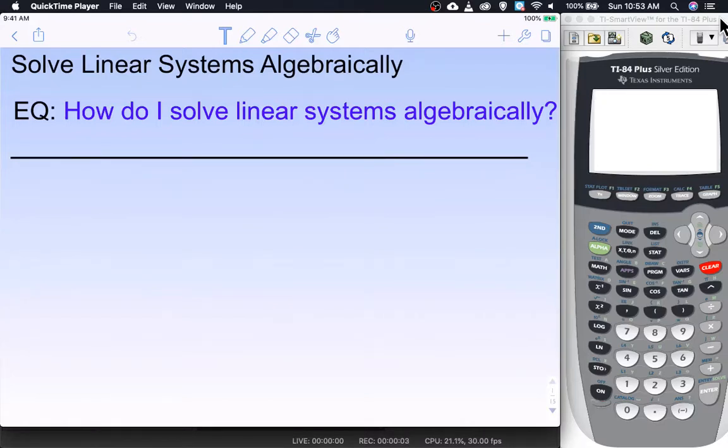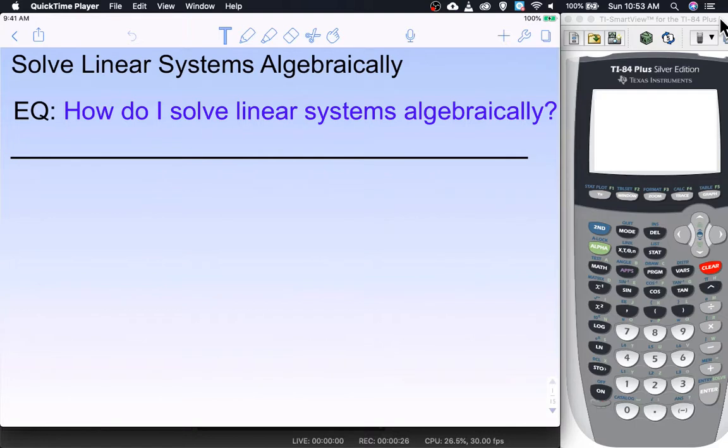Hello and welcome to this second lesson on solving linear systems algebraically. Hopefully you watched the first lesson on solving using the elimination method. This lesson will be focused on something called the substitution method, which is just another way of solving systems of equations algebraically, so like manipulating the equations and solving for variables.